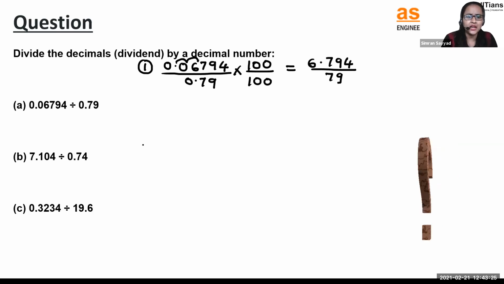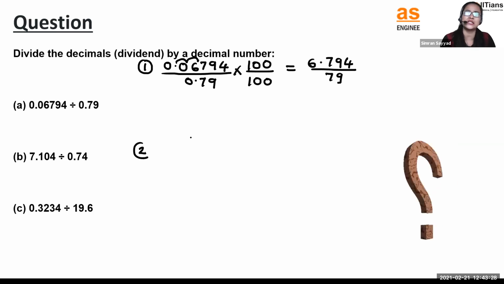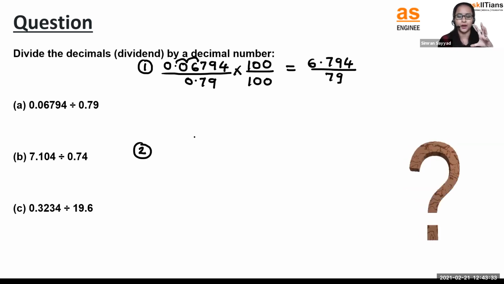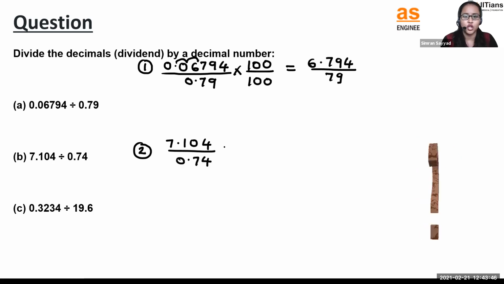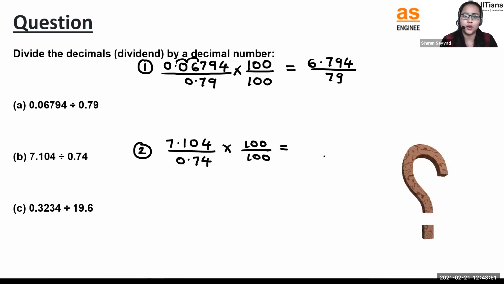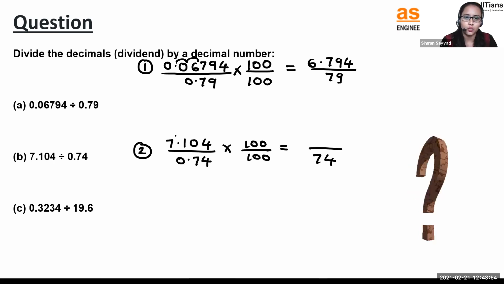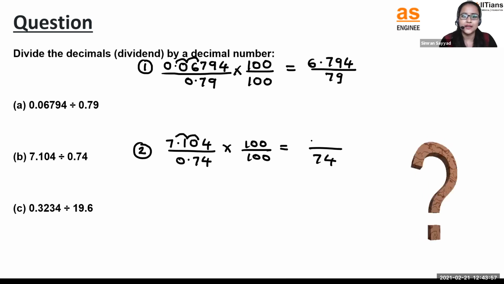Okay. Now what about the second one? First, we'll just convert each and every question into a proper whole number and decimal, and then we'll do the division. What about the second? It is 7.104 upon 0.74. So again here you have to multiply by 100. So in the denominator you'll be getting 74, and 710.4 will be your numerator. And what will be for the third one?